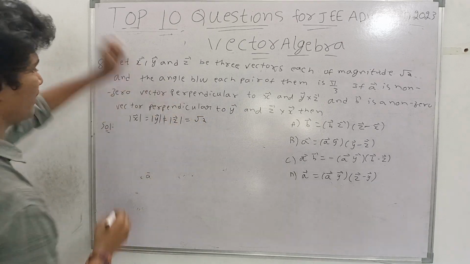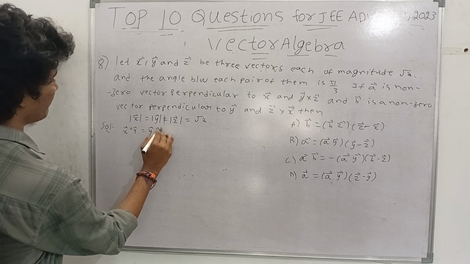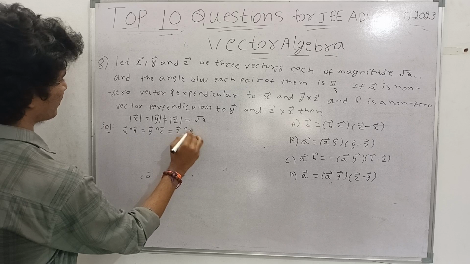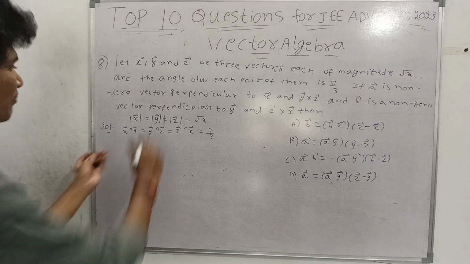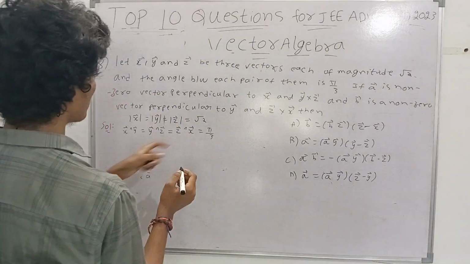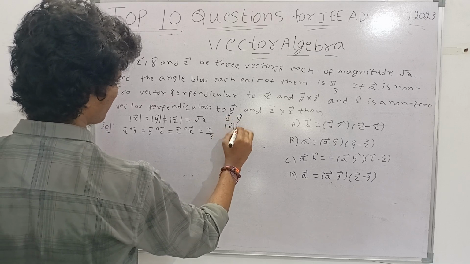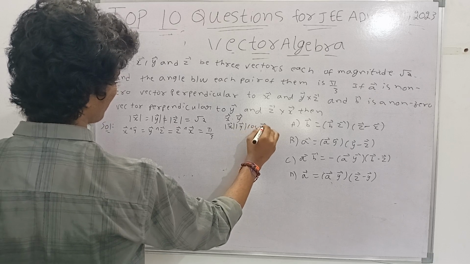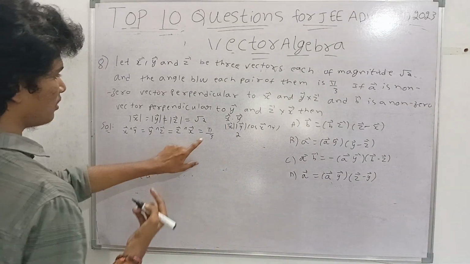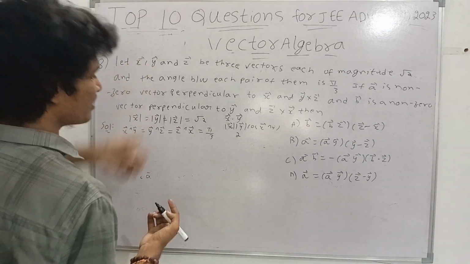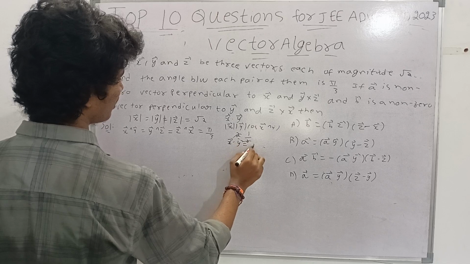And also they gave an angle between each pair, that is, angle between x vector and y vector, z vector and x vector, what is the angle? Pi by 3. From these two things, what can we do? Angle between these two is the same. We can directly find x dot y. What is x dot y? Magnitude of x vector, magnitude of y vector, and cos of angle between x vector and y vector. Magnitude of x and y is root 2 into root 2, that is 2, cos pi by 3. What is cos pi by 3? It is 1 by 2. So x vector dot y vector equals 1.